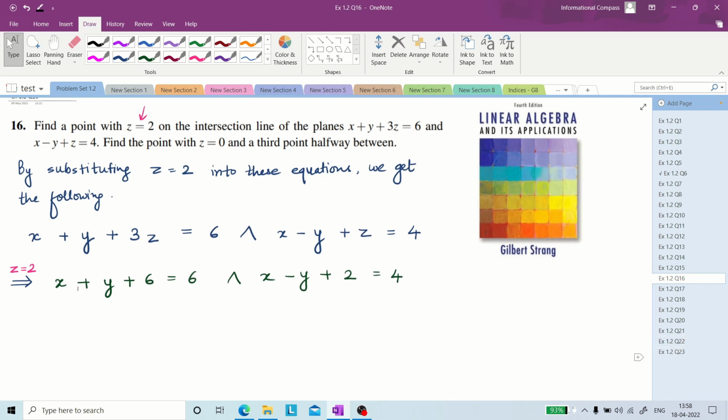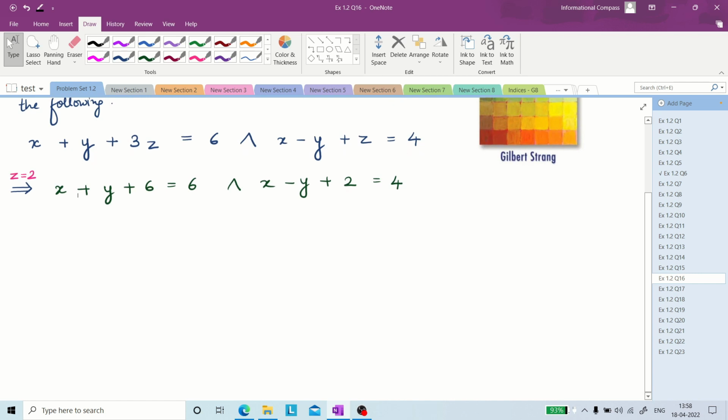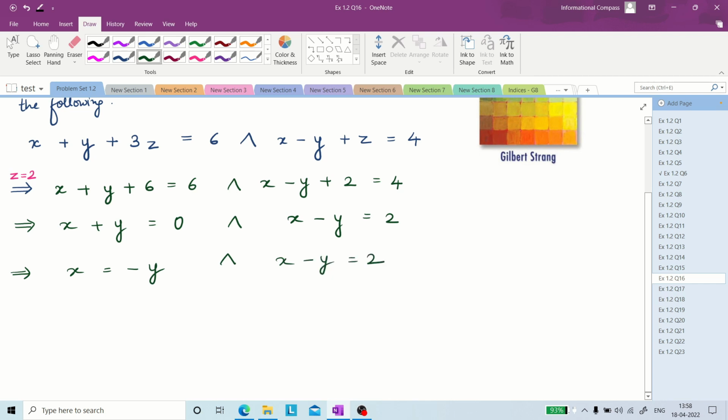Basically, we have just substituted the value of z in this. z equal to 2. 3 2s are 6 and here 2. Right? Now let's solve it quickly. So this becomes x plus y equal to 0 intersection x minus y equal to 2. This gives us x is equal to minus y intersection x minus y equal to 2. I hope I'm clear with this.